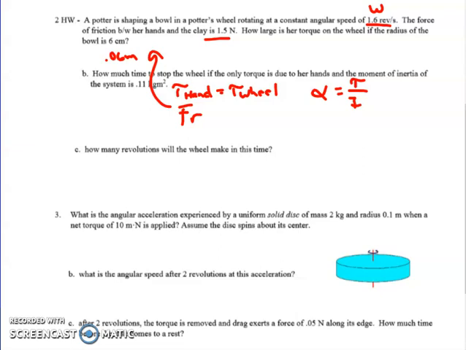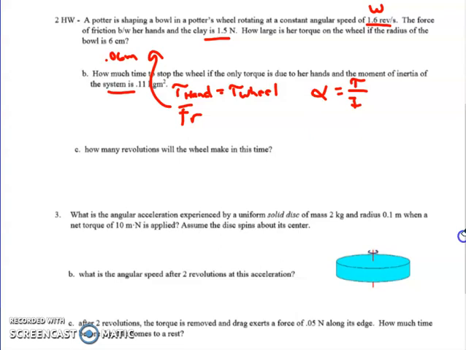Let me double check that. Oh yeah, I'm sorry. It's given right here. Gotta look this over first. And then once we have that, then we can go and find time using, well, let me set it up.